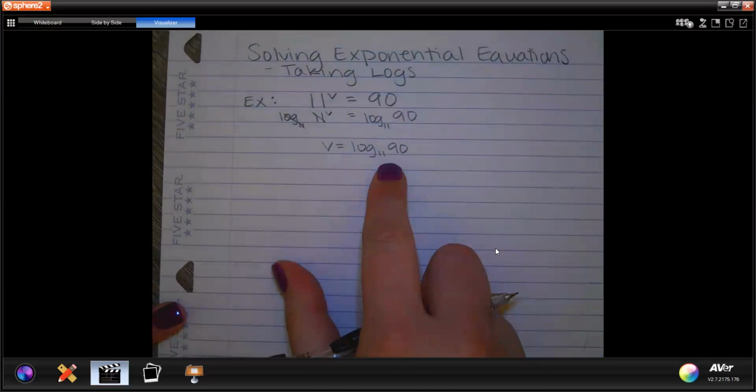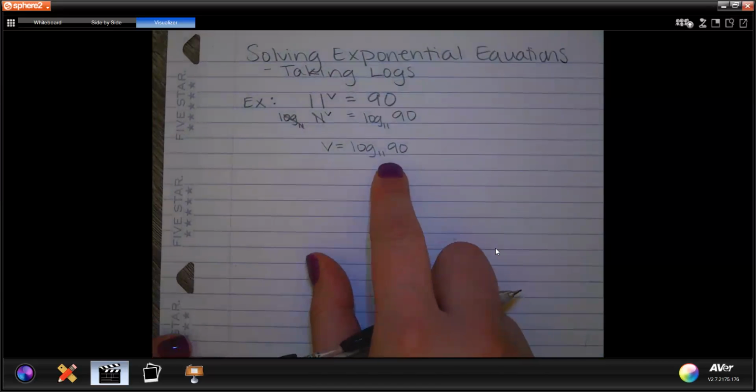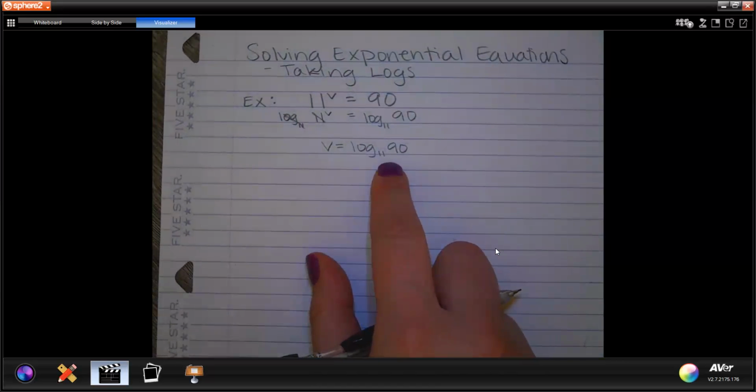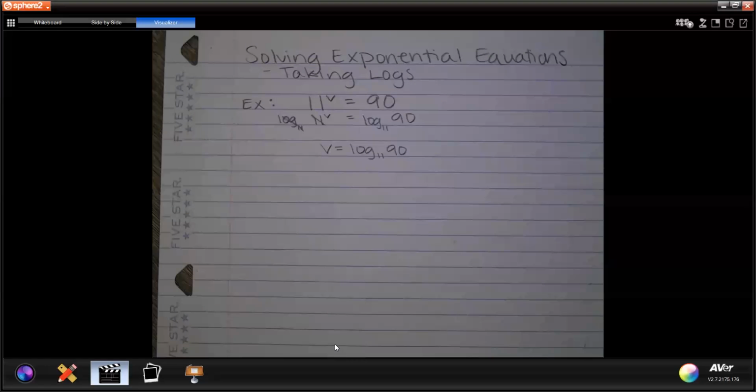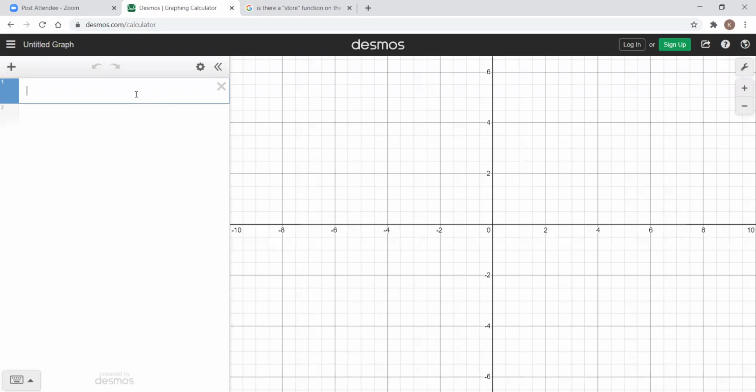Now, this is considered to be the exact answer, but most of us do not think in terms of logs. Most of us think in terms of decimals or fractions or whatever. So I'm going to go to my Desmos calculator and type that in and see what that decimal is because it'll make more sense to my brain. So log base 11 of 90. Remember to get that base in there, we're thinking of doing a subscript or an underscore.